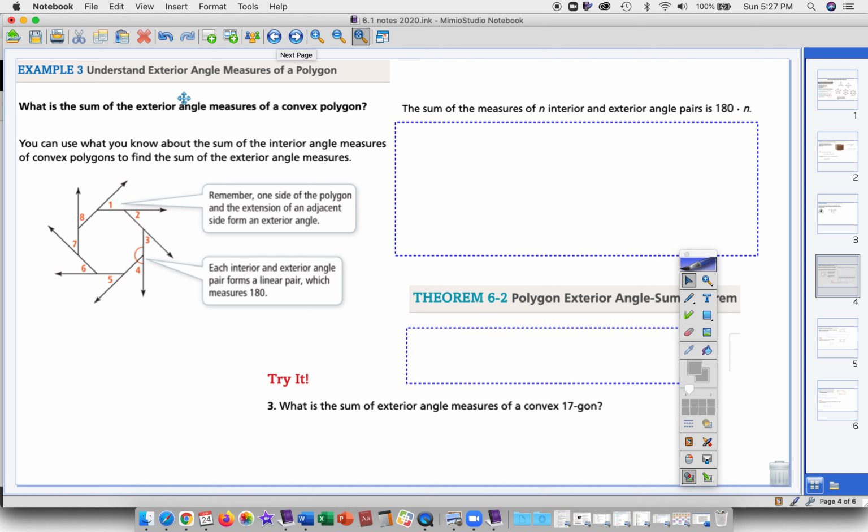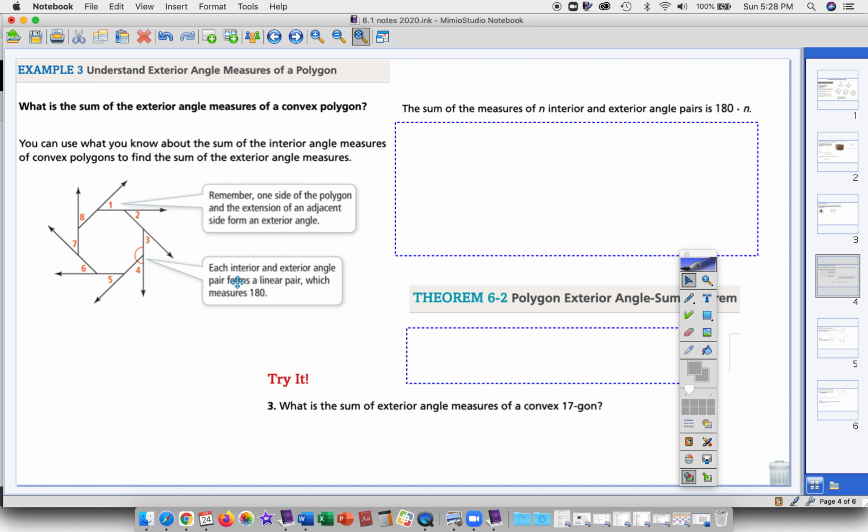Example 3, understanding the exterior angle measures of a polygon. What is the sum of the exterior angle measures of a convex polygon? You can use what you know about the sum of the interior angle measures to find the sum of the exterior angle measures. One side of the polygon and the extension of an adjacent side form an exterior angle. Right? So we can extend a side. So angle 1 is exterior. All of these numbered angles are exterior angles.